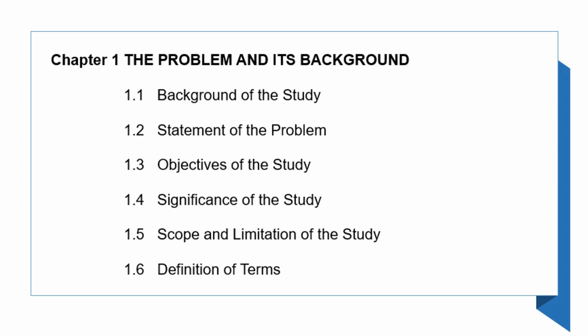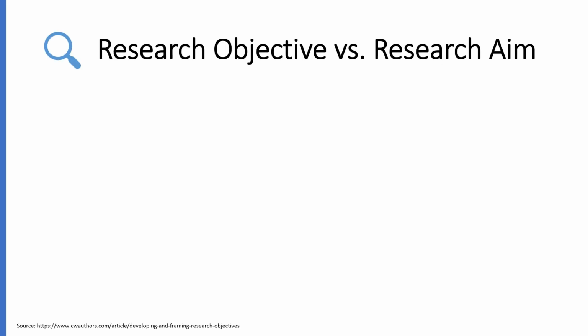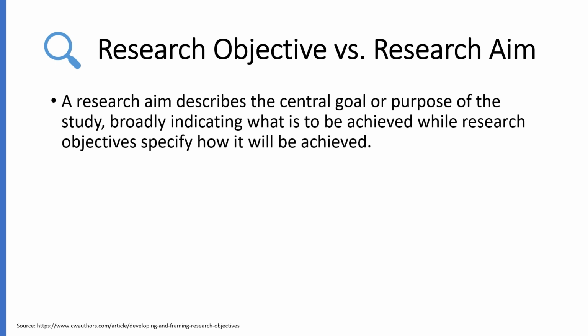Now, we will move to discussing the objectives of the study. But what is the difference between the research objective and the research aim? The difference can be classified in terms of focus and in terms of form. In terms of focus, the research aim describes the central goal or the purpose. That's why the research aim is actually the statement of purpose of the study.